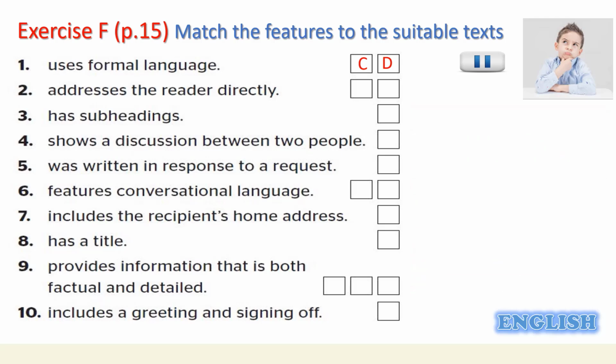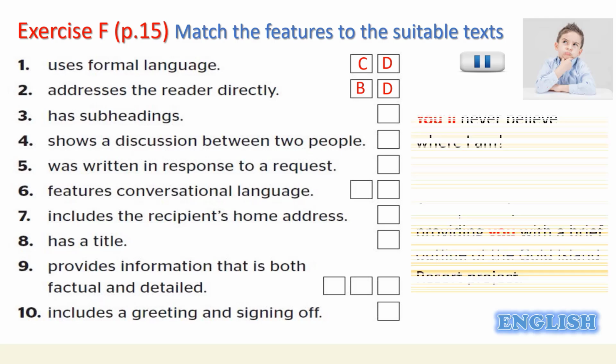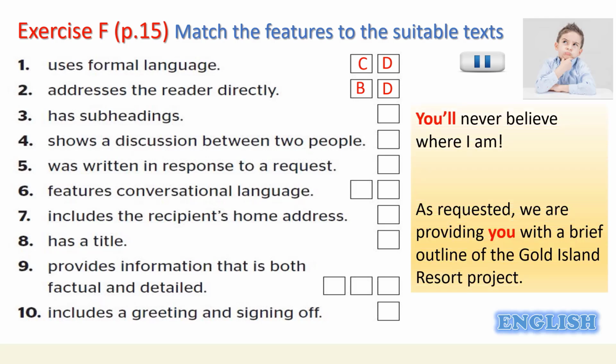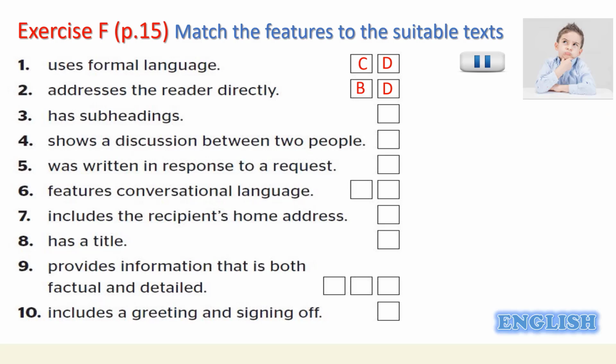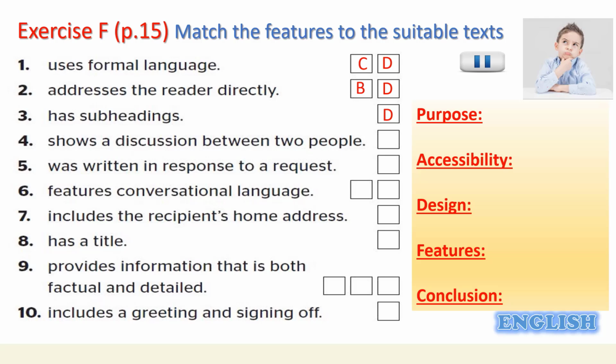The next one, addresses the reader directly. Text B and text D. Very good. "You will never believe where I am." Number 3, has subheadings. Only one text has subheadings, which is text D. Very good. Purpose, accessibility, design, features, conclusion. These are the subheadings in text D.